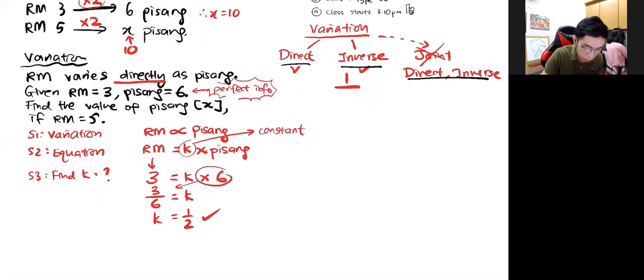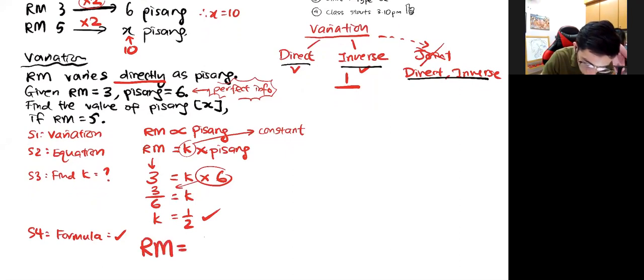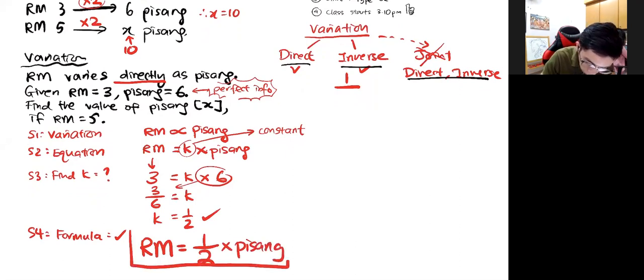The benefit of using variation is in your step 4. It's the formula. Once you get K equals 1 over 2, in real life it's times 2, but in our case 1 over 2 is the constant. Now, RM equals 1 over 2 times pisang. Can you see? When you want to go and buy pisang, you have a formula to get your answer.